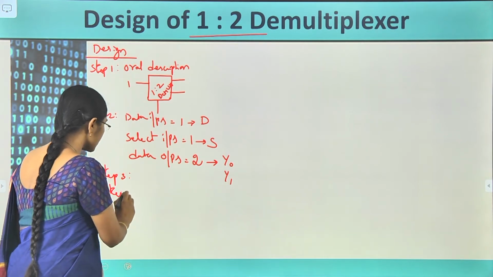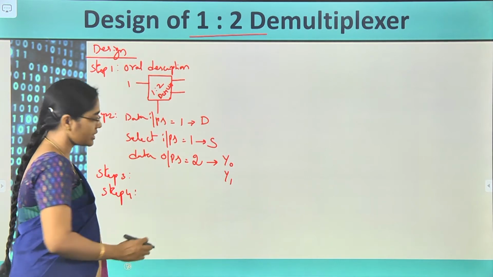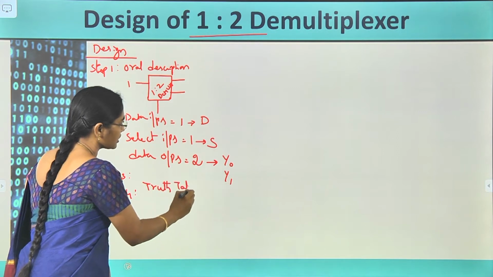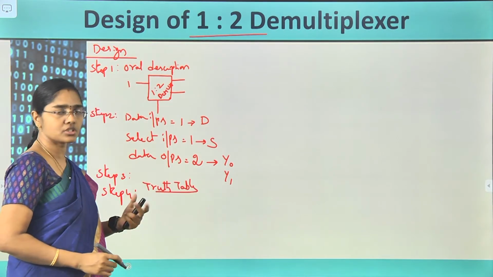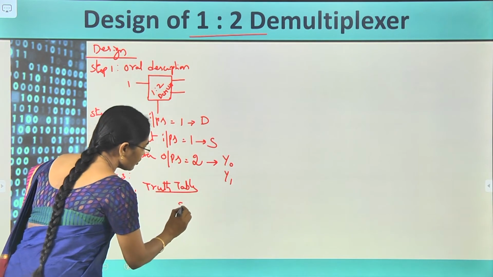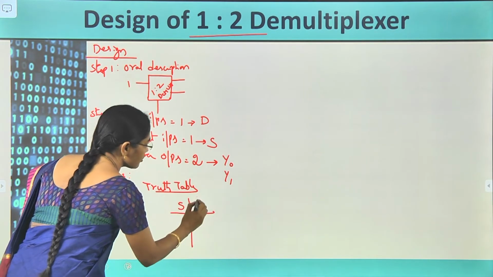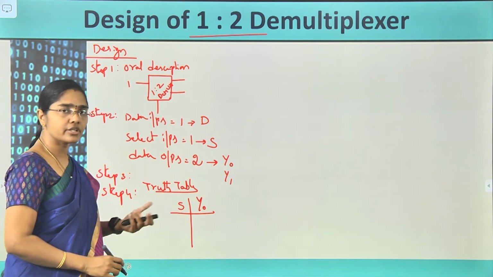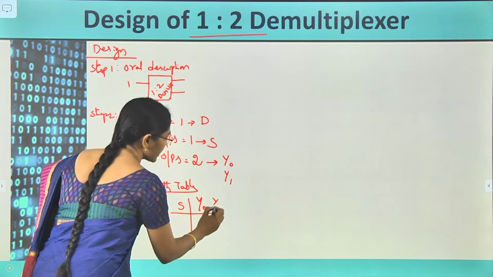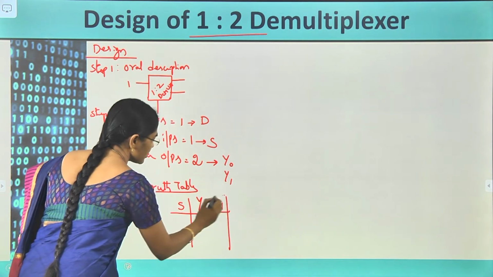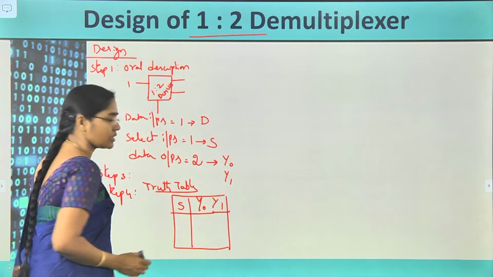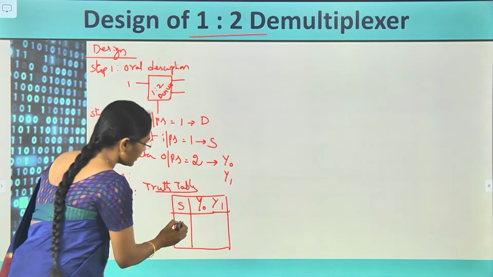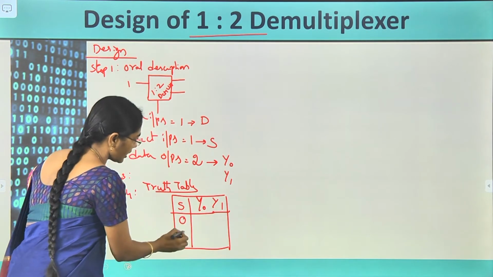Step 4. What is our step 4? Step 4 is the truth table representation, getting the relation between inputs and outputs. Now, depending upon the S value, the outputs are going to be defined. That is, Y0 and Y1 are defined based on the S value. Since it is only one select signal, it may have a value of either 0 or 1, only two values.